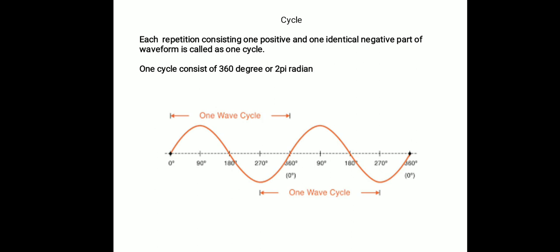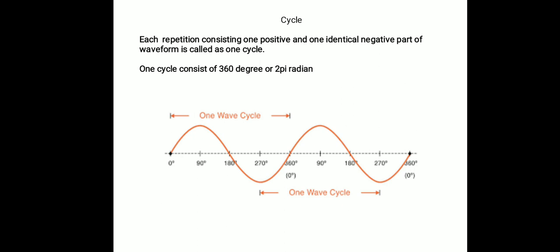Next one is the cycle. So what is a cycle? Each repetition consisting of one positive and one identical negative part of a waveform is called a cycle. So there is a repetition. What kind of repetition? One positive and one identical negative part of the waveform. So the given diagram is the waveform. Already we have studied what a waveform is. Waveform is the graph of magnitude of an AC quantity with respect to time. So it is the graph. What kind of graph? Magnitude of the quantity with respect to time. So what is a cycle? Repetition of a positive and an identical negative part.